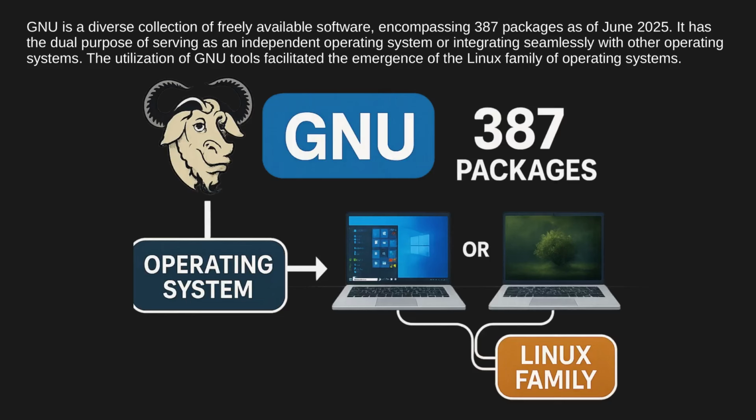GNU is a diverse collection of freely available software, encompassing 387 packages as of June 2025. It has the dual purpose of serving as an independent operating system or integrating seamlessly with other operating systems. The utilization of GNU tools facilitated the emergence of the Linux family of operating systems.